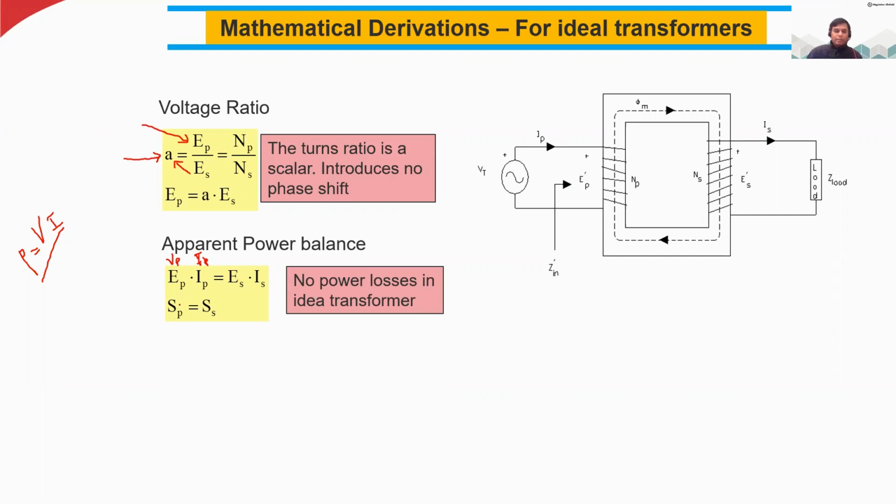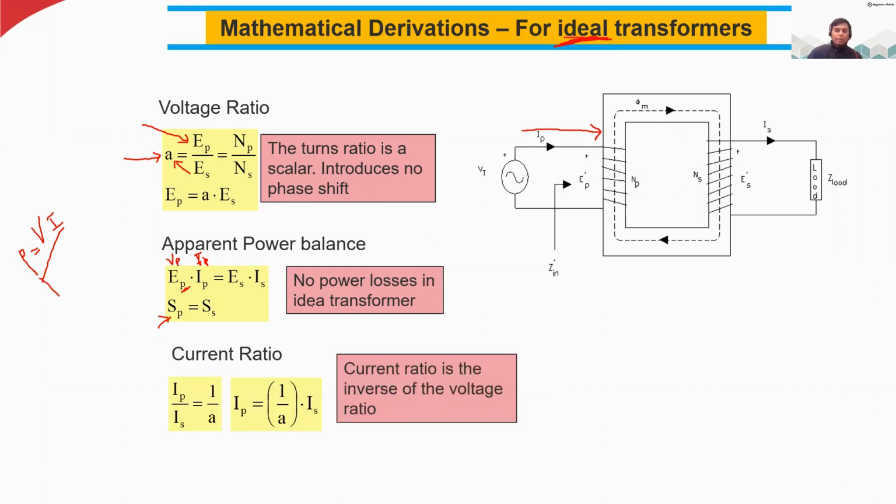Instead of power as P, since the letter P is used for the primary notation, we are using S. So S suffix P is equal to S suffix S. As I said, the induced EMF or the magnetic flux in the primary winding is equal in the secondary winding because of this magnetic core. So the power in the primary side is also equal to the power in the secondary side for ideal transformers. We are talking about ideal transformers, so no power losses.